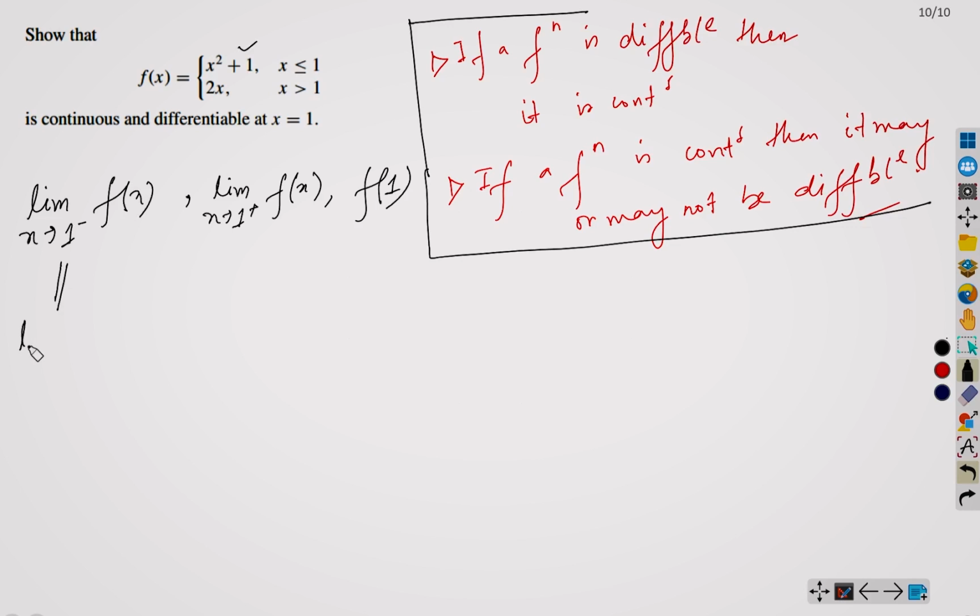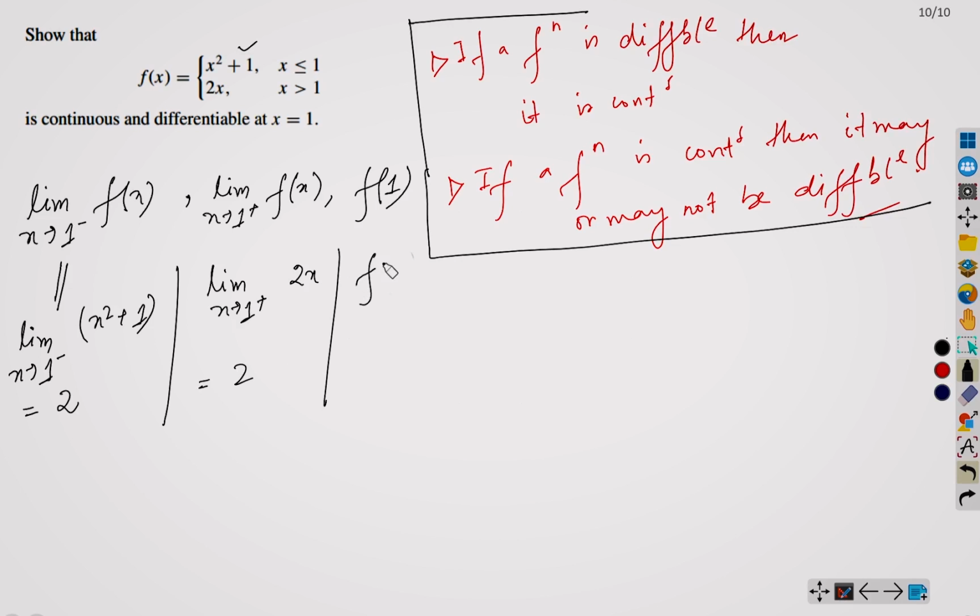If we simplify, substituting the value of f(x), we obtain here 2. Now the right hand limit: it is 2x, as x tends to 1 plus, that is x greater than 1. This is also 2. And what is f of 1? Not this one, right? This one, because here x equals 1. 1 plus 1 equals 2. So these three things are equal. Therefore it is continuous at x equal 1.